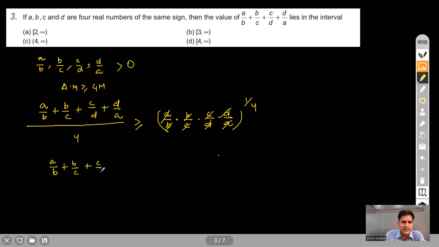plus B by C plus C by D plus D by A, that should be greater than or equal to 4 times 1 raised to power 1 by 4. This will be nothing but 1 only. So this will be greater than or equal to 4. What was asked in the question is the interval in which the value lies. So the value of this will lie in the interval 4 to infinity. It will be greater than or equal to 4. So option D is correct.